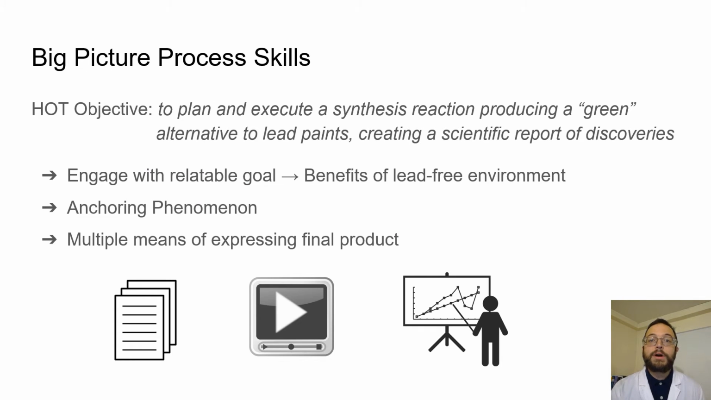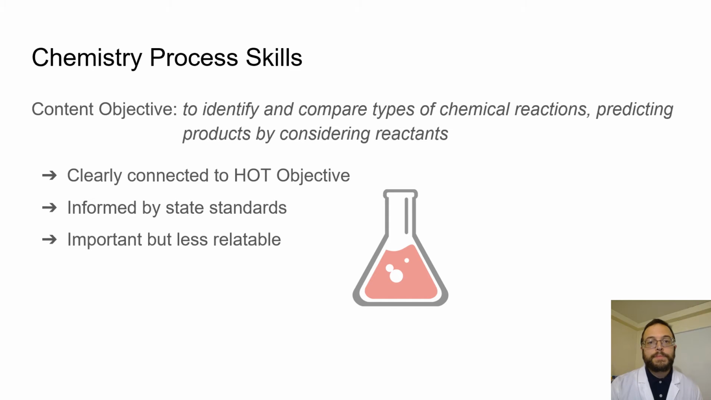For example, the overall higher objective might be to plan and execute a synthesis reaction to provide a green alternative to lead paints, with the final product able to be expressed in multiple ways to individualize the assessment. The chemistry content objective on this first day might be to identify and compare types of reactions, which is important chemically, but fairly dry and in most cases is unlikely to be an enduring educational outcome for students who do not go into STEM fields.